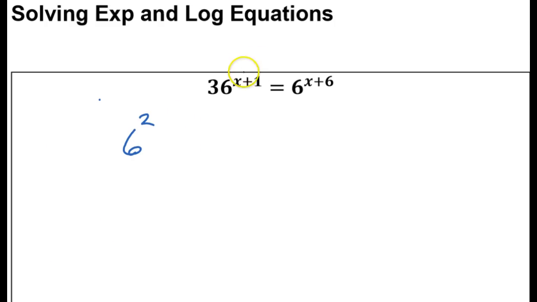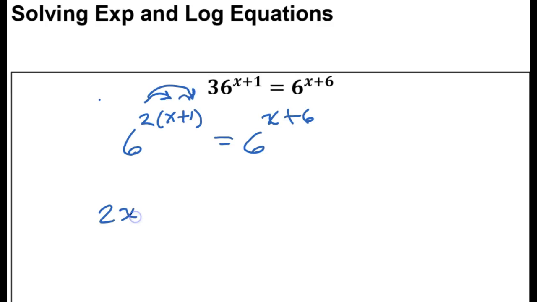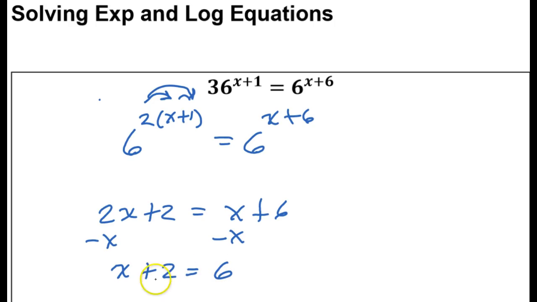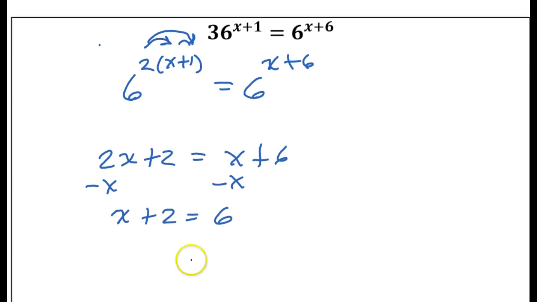So I can just write 36 as 6 squared. And then you take that x plus 1 and just put it in parentheses like this. Okay, so I've got 6 to the x plus 6 power. If the bases are equal, the exponents must be equal. So I am going to go ahead and distribute at the same time as I rewrite the next step. So this will be 2x plus 2 is equal to x plus 6. And now suddenly we're back in Algebra 1 class. Subtract x from both sides. That's x plus 2 is equal to 6. Subtract 2 from both sides. And x is equal to 4.